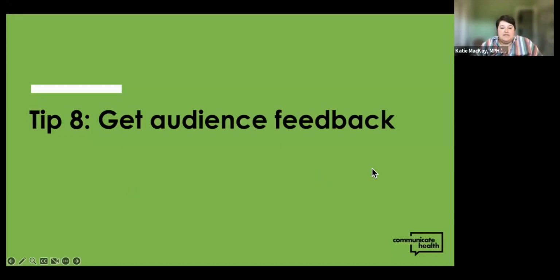And tip 8 is to get audience feedback. As the communication environment becomes more complex, it's really essential to get audience feedback. And you can see how much of an impact this has from the research findings that Olivia shared earlier. Even if you don't have the resources to do a big research project, which I know can be a barrier for a lot of us, you can learn a lot when you get input, even from just a handful of people.